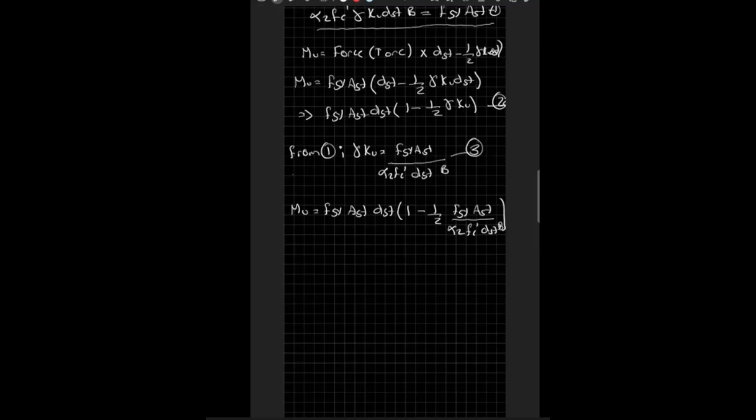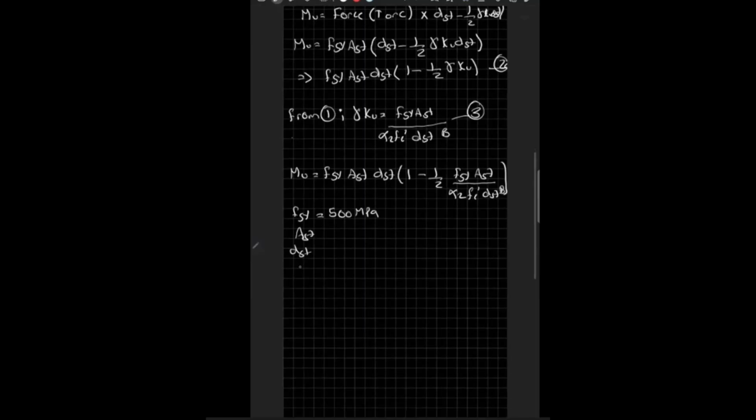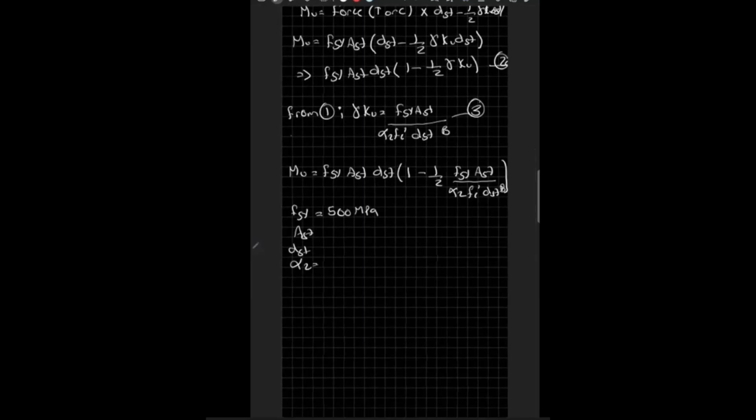We know that Fsy is the yielding stress of the steel, which is given to us probably at 500 MPa. Area of steel is given to you from the equation, or from the problem, whatever it might be. dst, you know what that is. So we know all these parameters. We know what dst is, and we know what alpha 2 is. I think alpha 2, if you go back to the clause, I'll look it up.